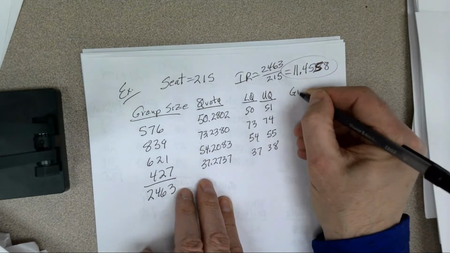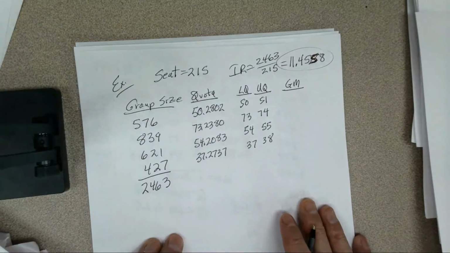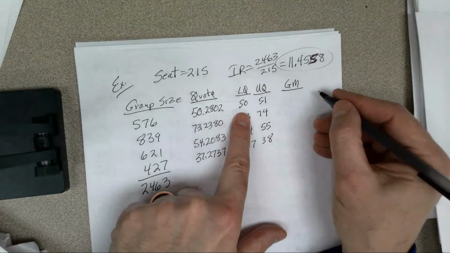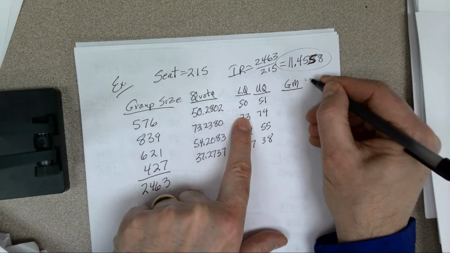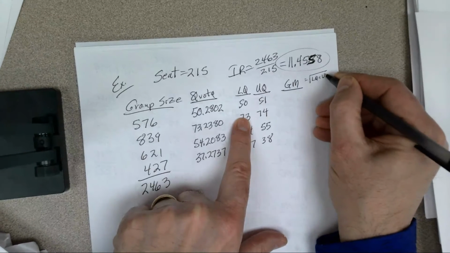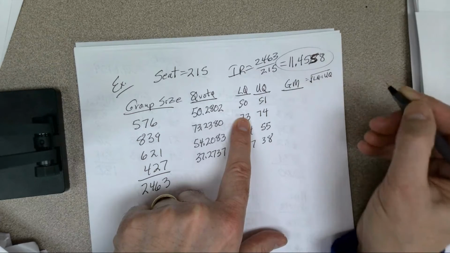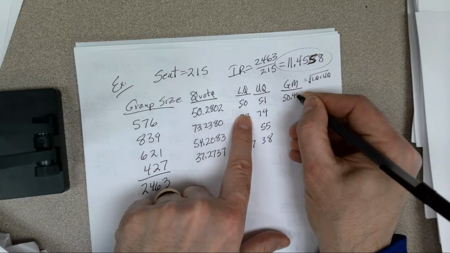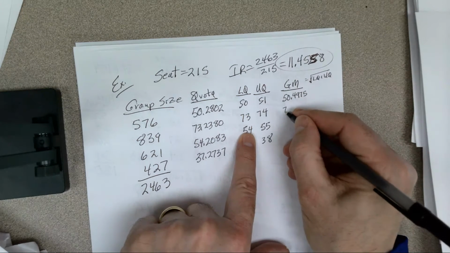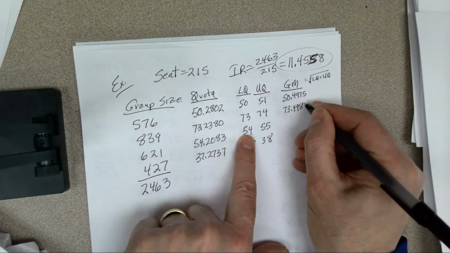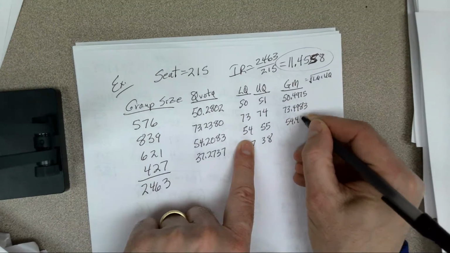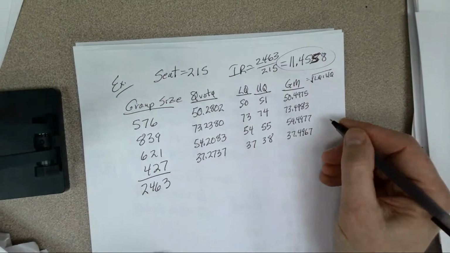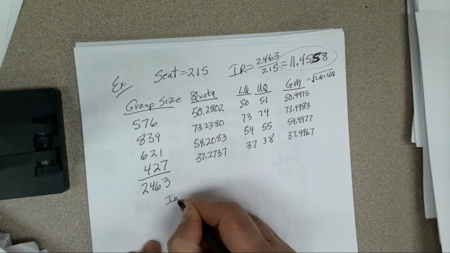All right, so remember the geometric mean is multiplying. Geometric mean is lower quota times upper quota, and then taking the square root of that. All right, so 50 times 51, take the square root of that, 50.4975, 73.4983, 54.4977, and 37.4967.